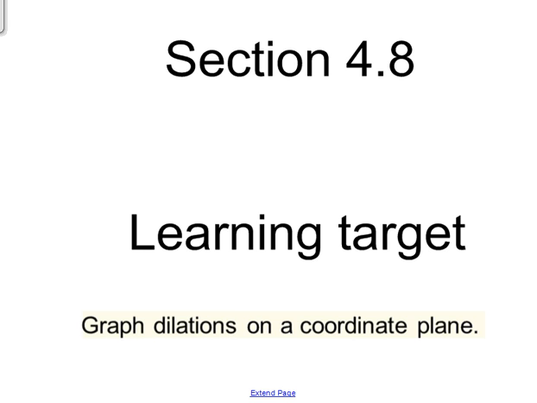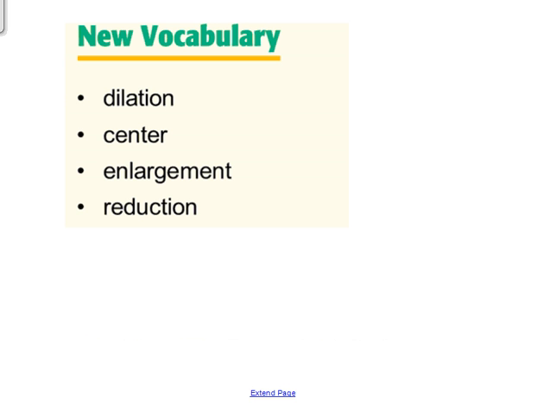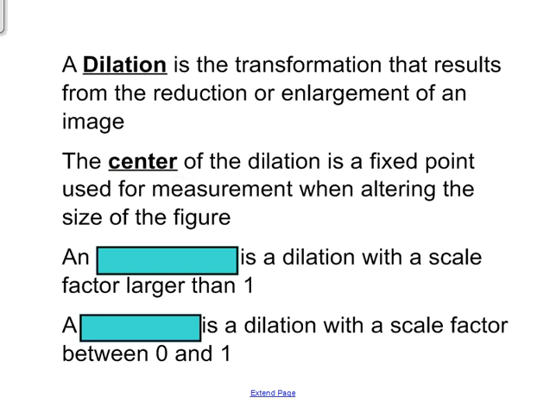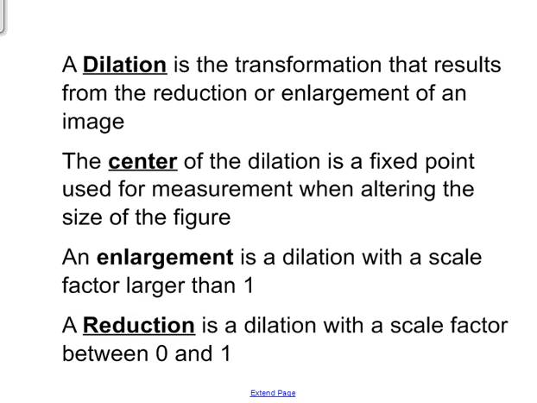Well, we need some definitions here, obviously. We need to know what a dilation is, what the center of a dilation is, and what enlargement and reduction mean. So let's get those terms down. A dilation is the transformation that results from the reduction or enlargement of an image. The center of the dilation is the fixed point used for measurement when altering the size of the figure. An enlargement is the dilation with a scale factor greater than 1, and a reduction is a dilation with a scale factor between 0 and 1.